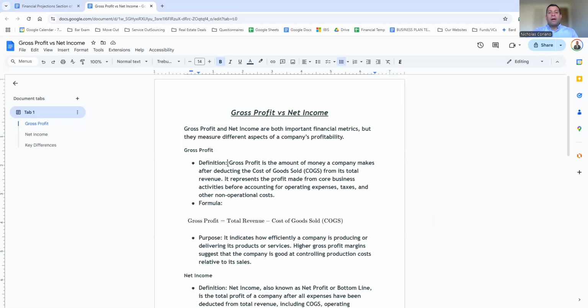The definition of gross profit, very simple, is the amount of money a company makes after deducting the cost of goods sold from its total revenue. It represents the profits made from its core business activities before accounting for operating expenses, taxes, and other non-operational costs. So the formula here is gross profit equals total revenue minus cost of goods sold. Okay, so the purpose of that is to indicate how efficiently a company is producing or delivering its products or services. Higher gross profit margins suggest that the company is good at controlling production costs relative to assets.